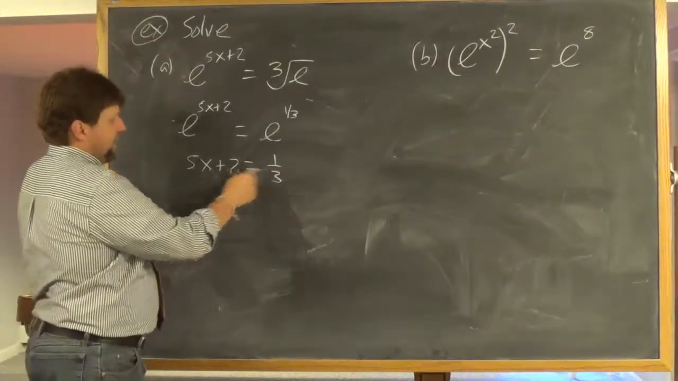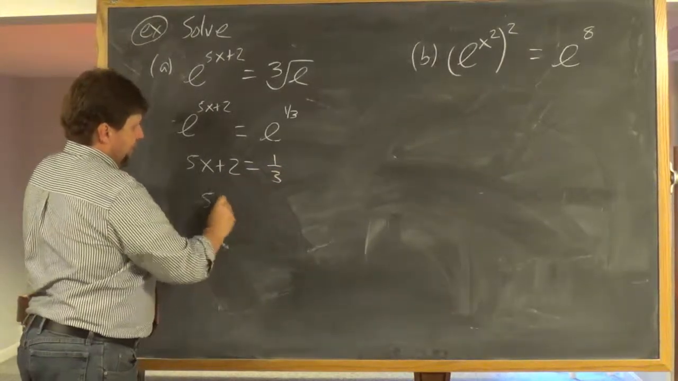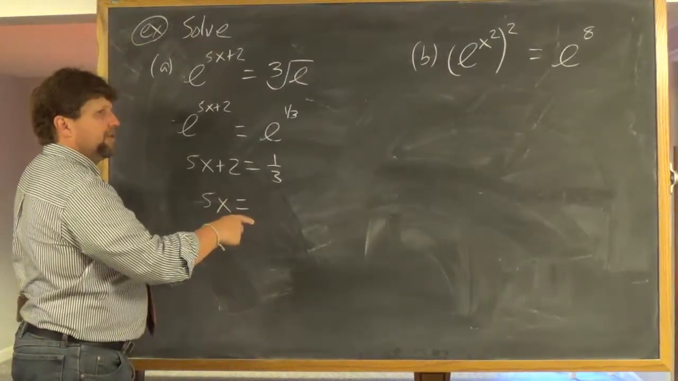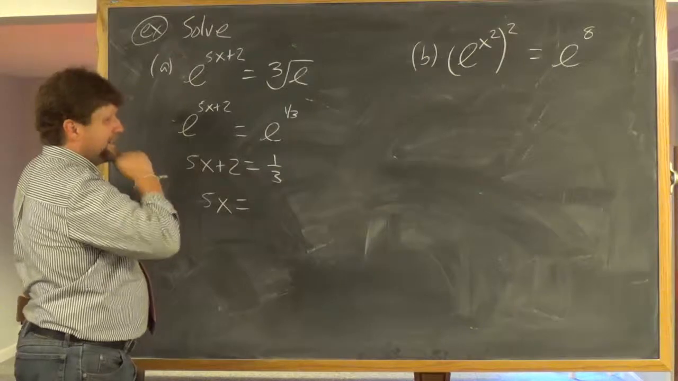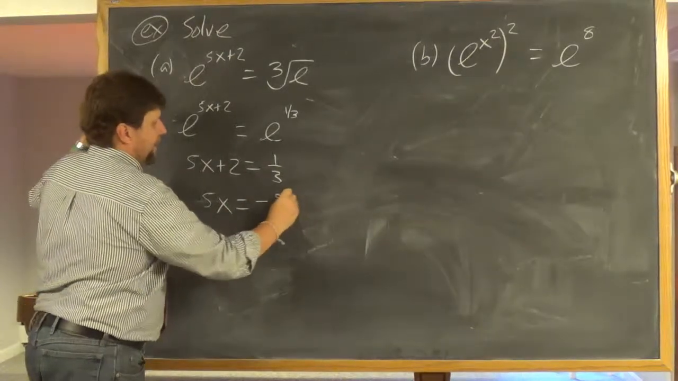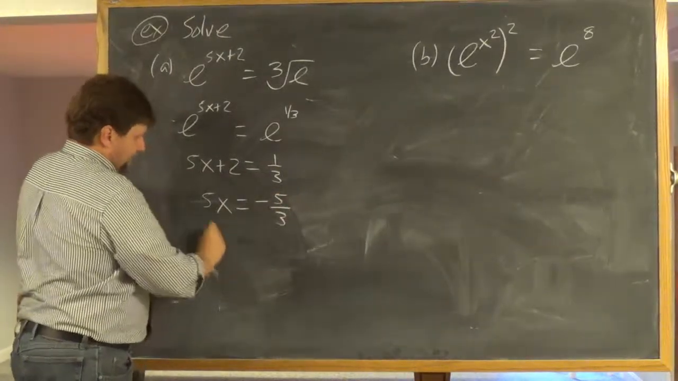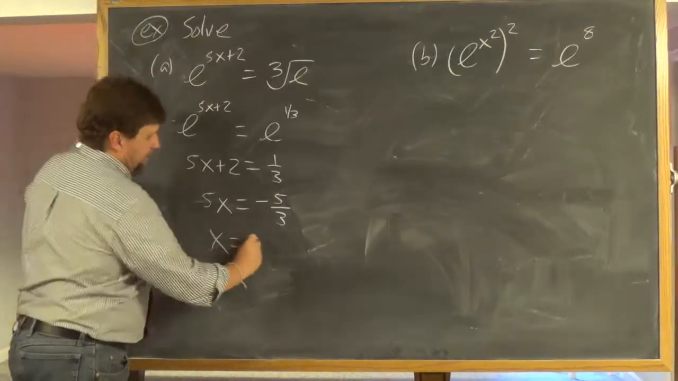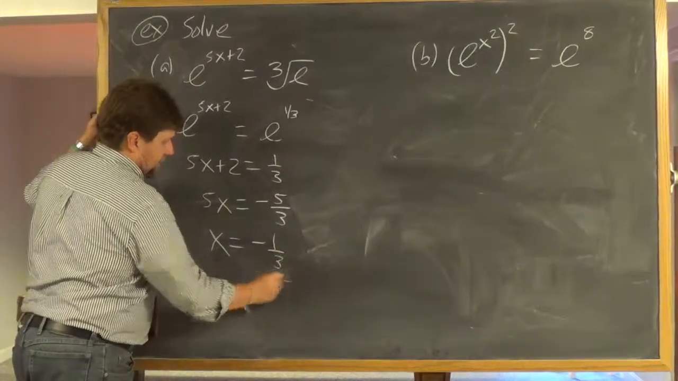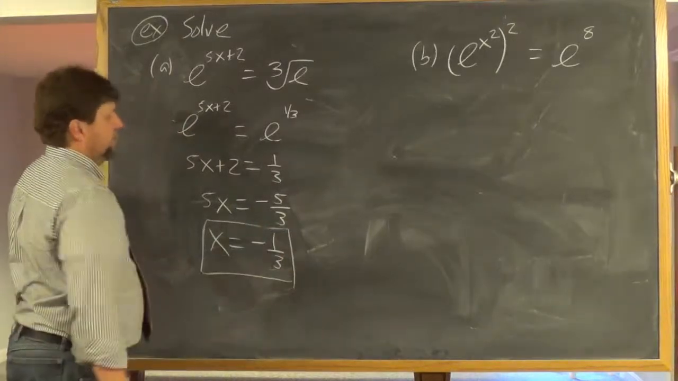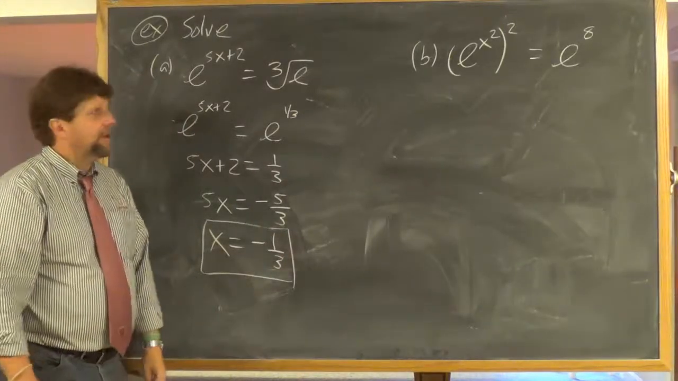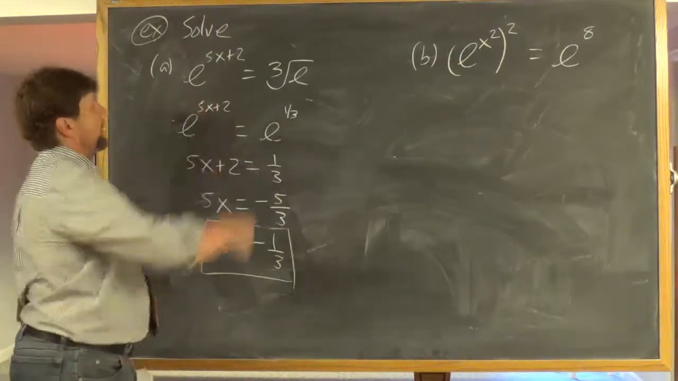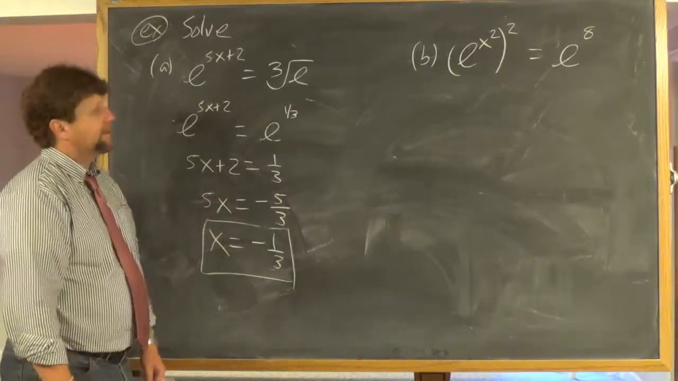And we solve this by subtracting 2 from both sides. Oh, great, fractions. Let's see, 1/3 minus 2, that's 1/3 minus 6/3. So that's a negative 5/3. And then divide both sides by 5. I think I get a negative 1/3. So that's solving a natural exponential equation by relating bases.